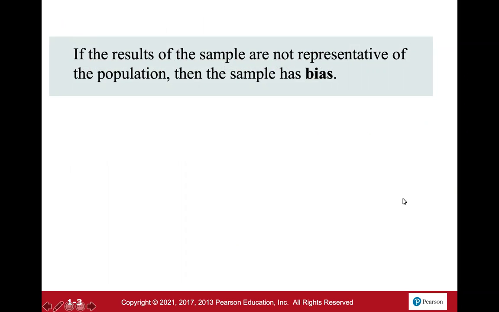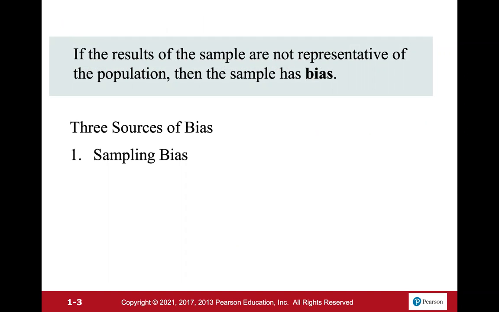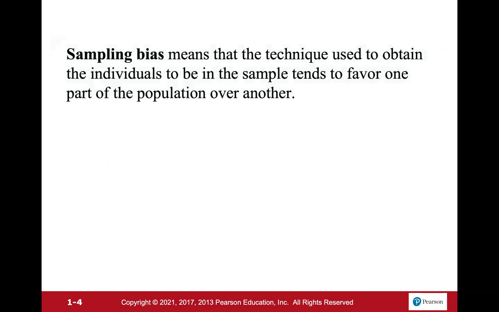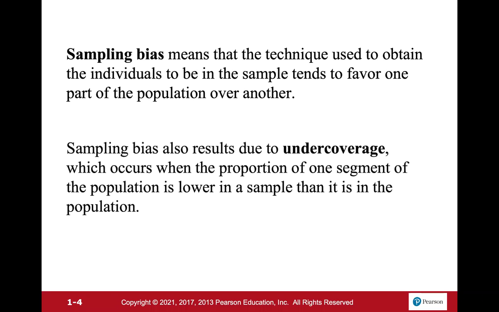All right, so if the results of a sample are not representative of the population, then the sample has bias. So 3 sources of bias, we have sampling bias, non-response bias, and response bias. Sampling bias means that the technique used to obtain the individuals to be in the sample tends to favor one part of the population over another. Sampling bias also results in undercoverage, which occurs when the proportion of one segment of the population is lower in a sample than it is in the population.